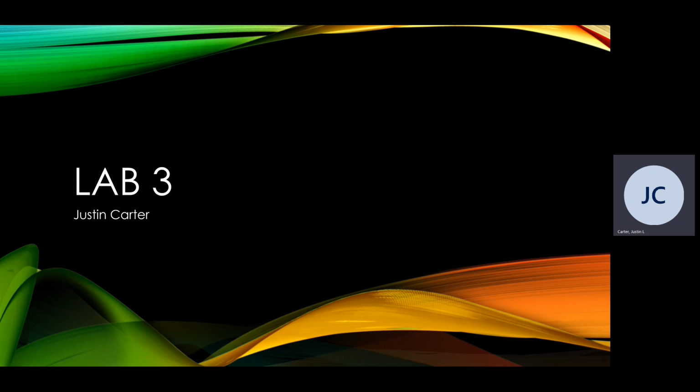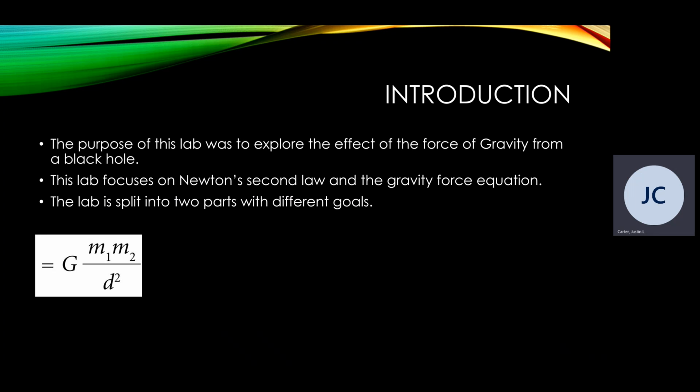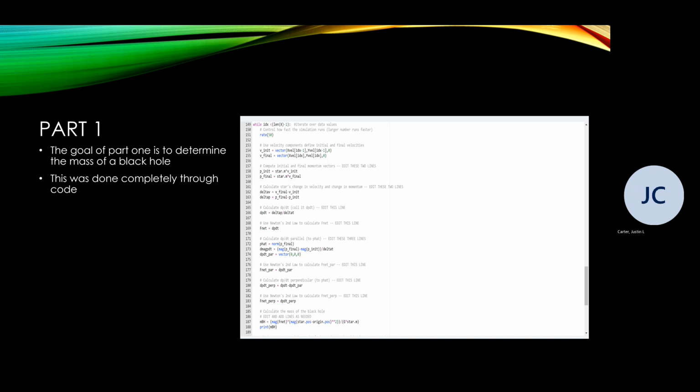Hello, this is Physics 1 Lab 3. The purpose of this lab is to explore the effect of the force of gravity from a black hole and multiple surroundings. This lab focuses on Newton's second law and the gravity force equation shown below. The lab is split into two different parts with two different goals.